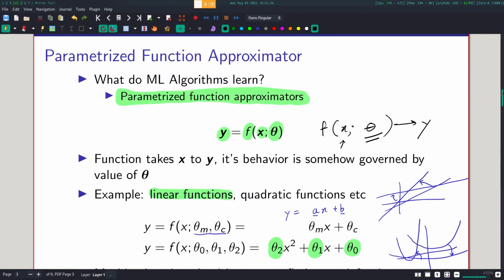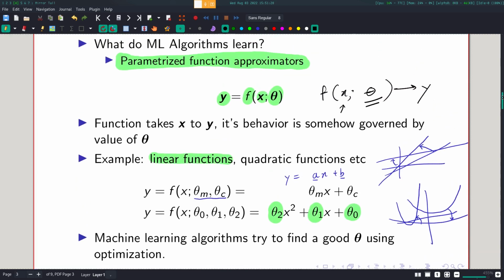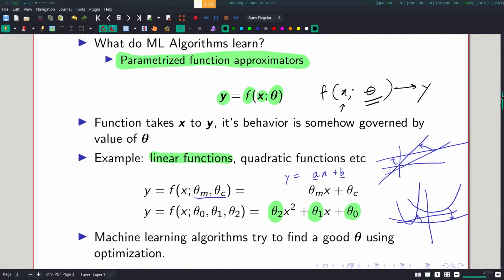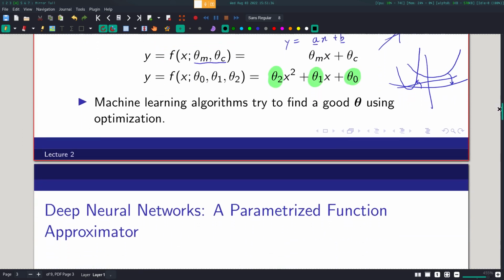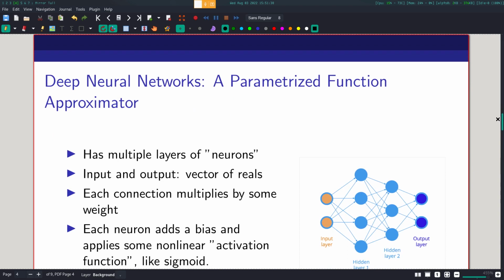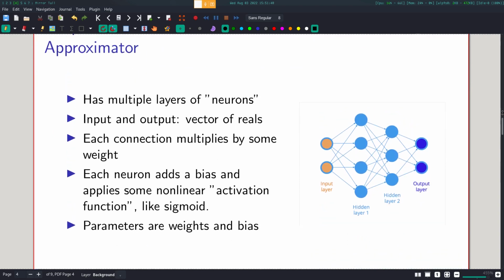Okay, so this is basically the idea of parameterized function approximators. So now what we are going to look at is one very specific parameterized function approximator, which is called a deep neural network, right? And there are many other parameterized function approximators. In fact, people use linear functions, people use polynomials, people use a lot of different things, but we are going to focus on deep neural networks. And as it turns out, these DNNs are actually very powerful in their own right, and we're going to look at some intuition as to why, or in what sense, they are powerful.